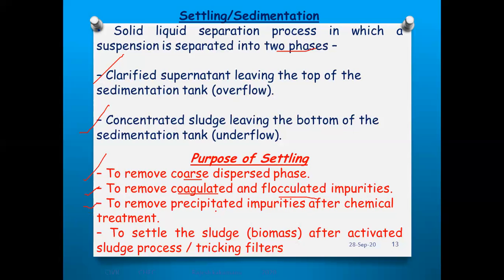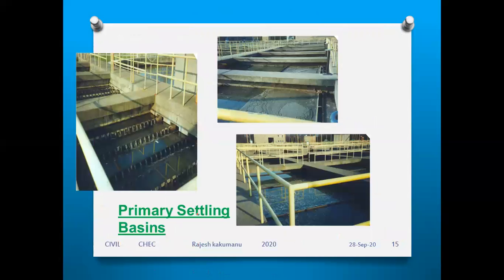Next, to settle the sludge, and the sludge is nothing but the matter present at the bottom. We also call it biomass, because if it is organic matter we can convert it into biomass. Okay, to settle the sludge after the activated sludge process and trickling filters. Trickling filters come in the next unit, so we'll discuss them there in detail. So these are the main purposes of the settling process.